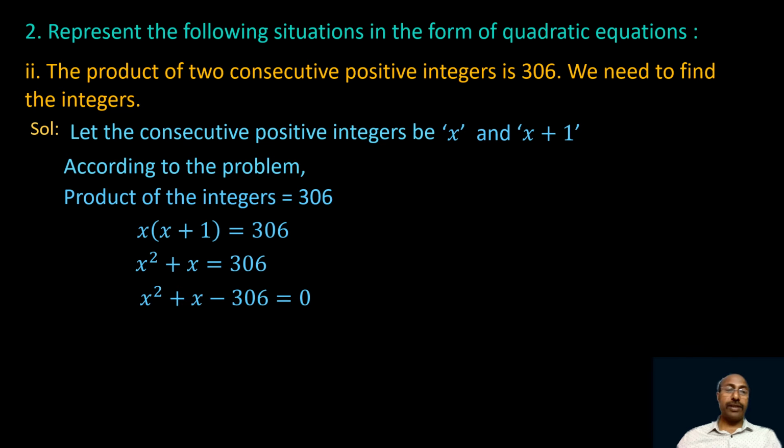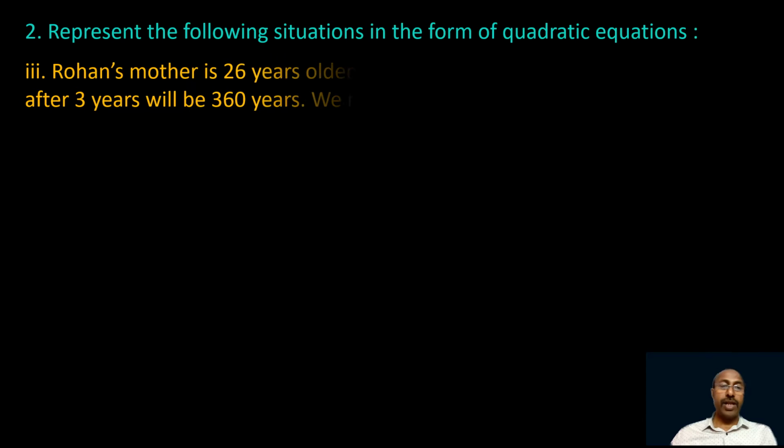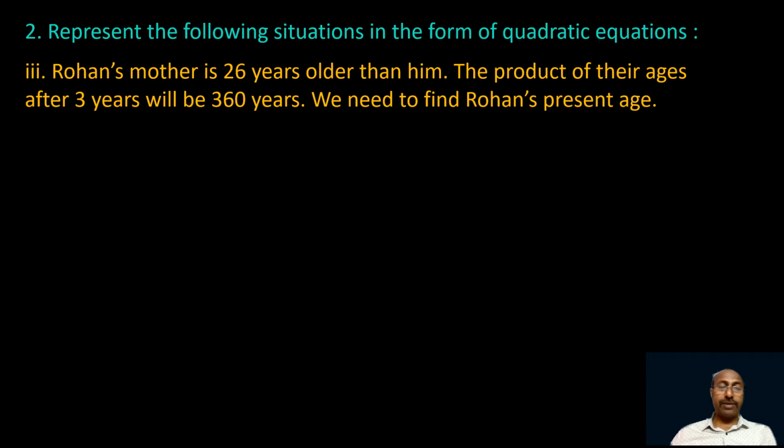And next, let's go for the third one. Rohan's mother is 26 years older than him. The product of their ages after 3 years will be 360. We need to find Rohan's present age.